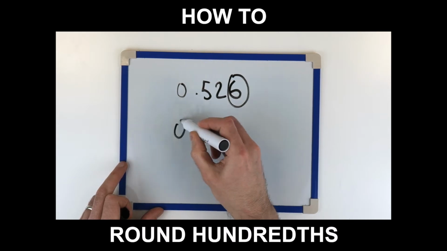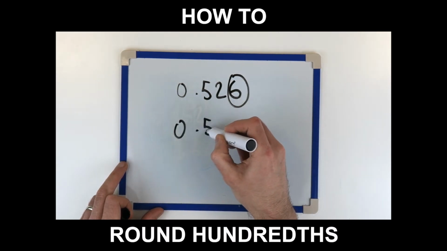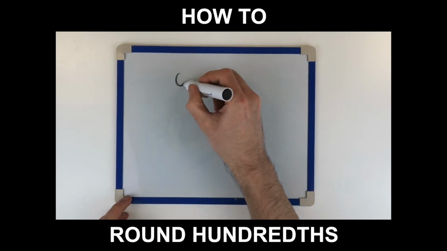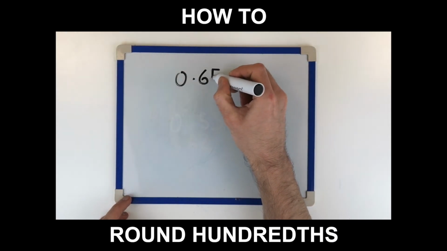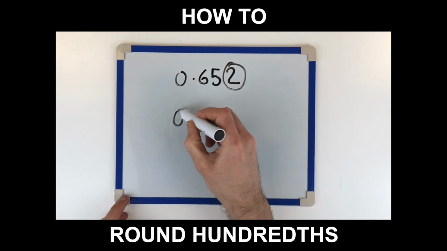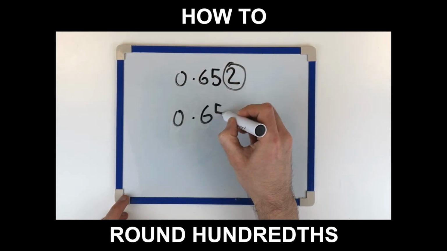For example, 0.526 rounded to the nearest hundredth would be 0.53 or 53 hundredths, because the last digit, 6, is over 5. 0.652 rounded to the nearest hundredth would be 0.65 or 65 hundredths, because the last digit, 2, is under 5.